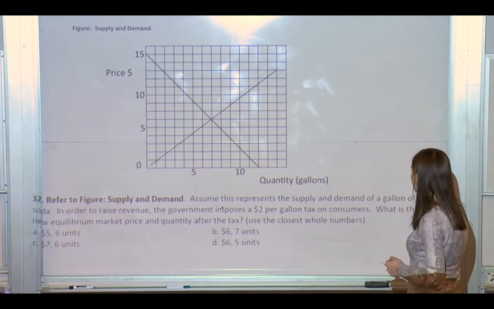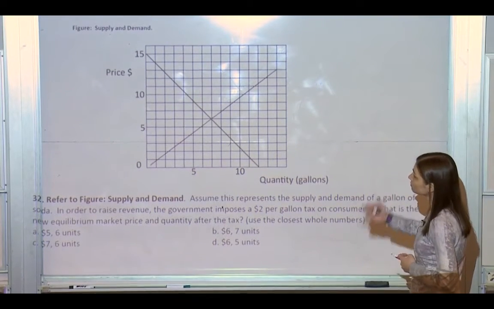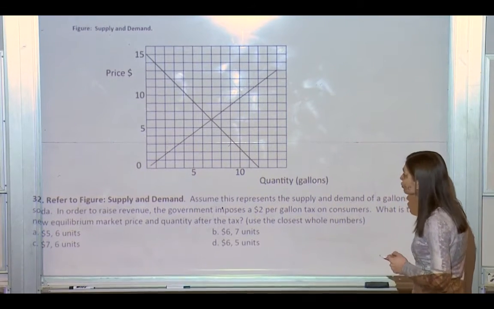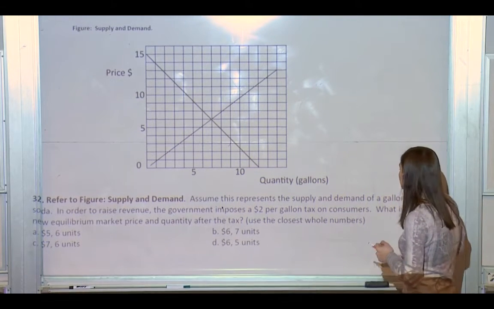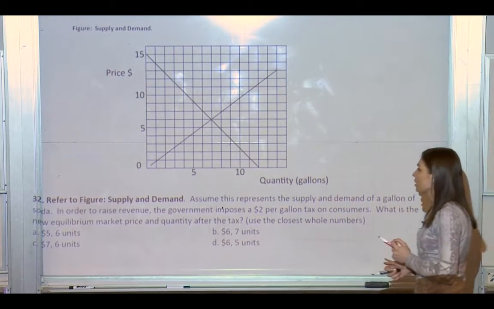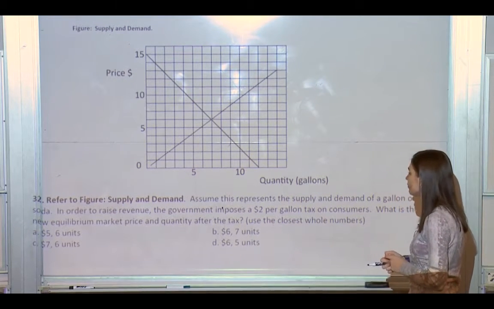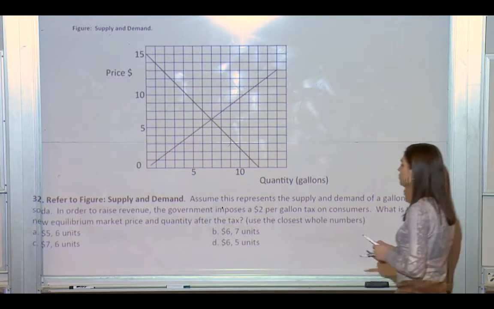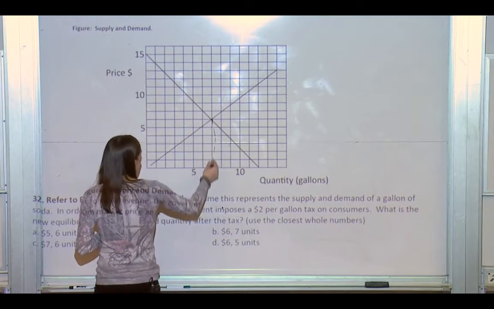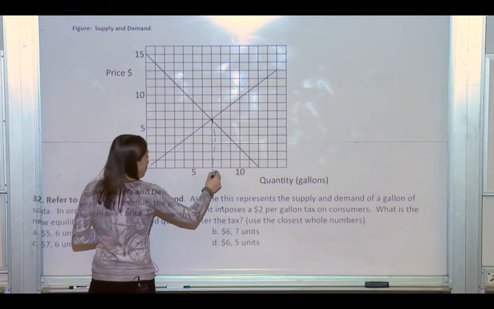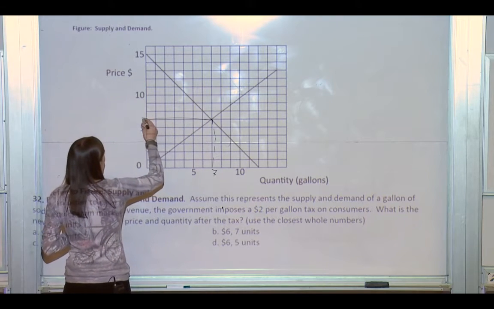All right, so I have supply and demand of a gallon of something. In order to raise revenue, the government imposes a $2 per gallon tax on consumers. What is the new equilibrium market price and quantity after the tax? All right, so this is in equilibrium. Before the tax, quantity is 7, right? And price is 6.